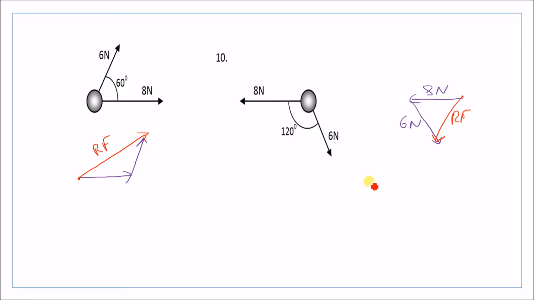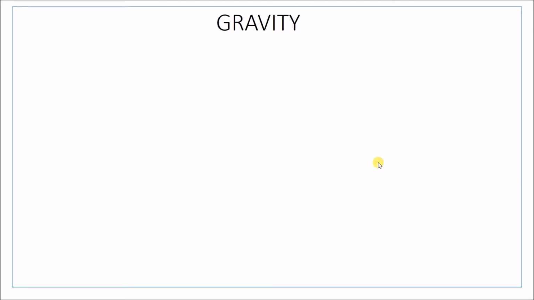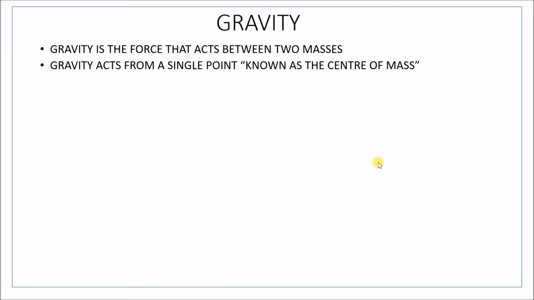So if you're still not understanding it, when I go through the specific exam questions, they should help you out with this particular topic. Okay, so moving on from this, we're going to talk about gravity. So gravity is the force that acts between two masses. So any two masses must have a gravitational attraction, no matter how small, whether they be electrons, protons, or planets, they all attract each other based on their mass. The greater the mass, the greater the force of gravity.